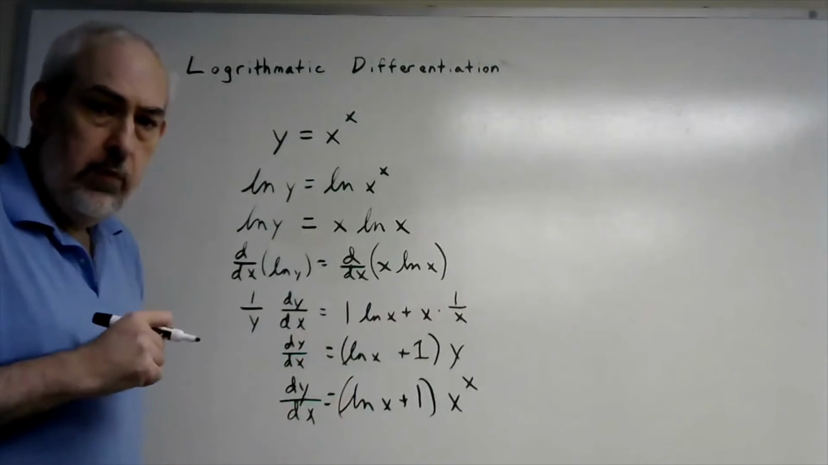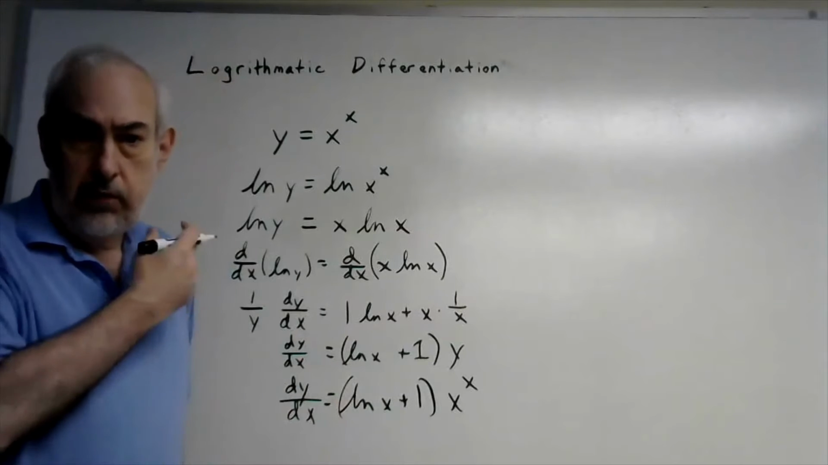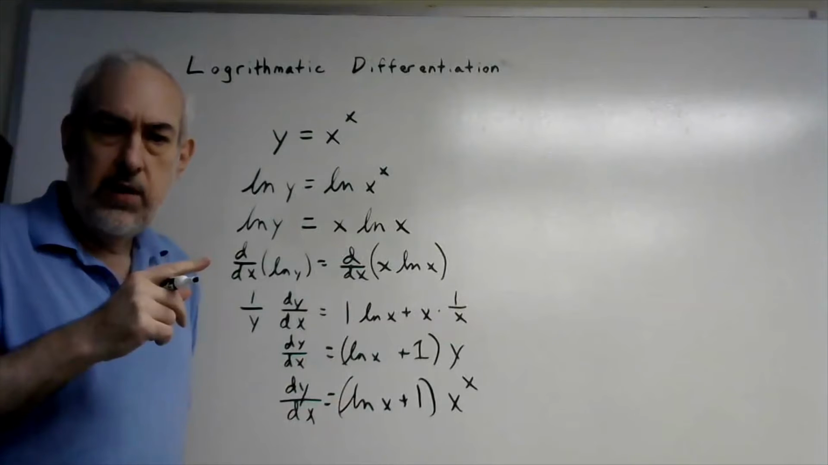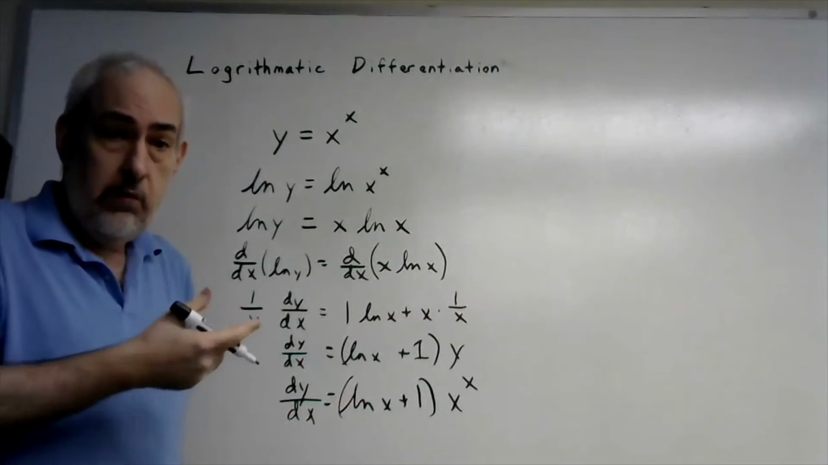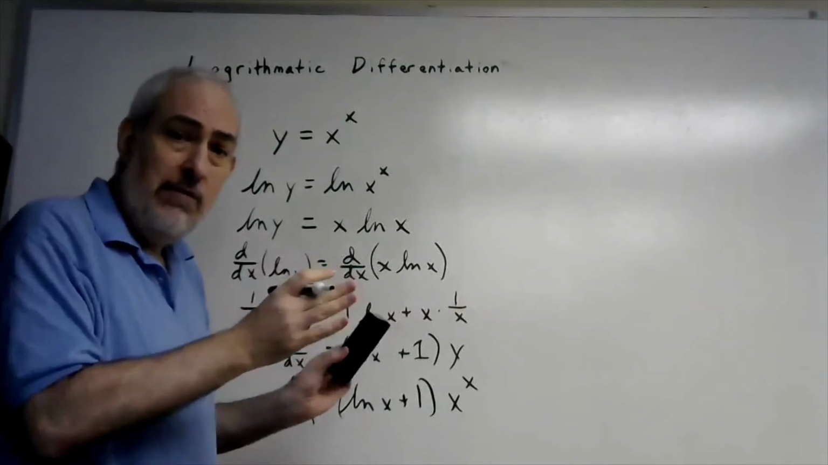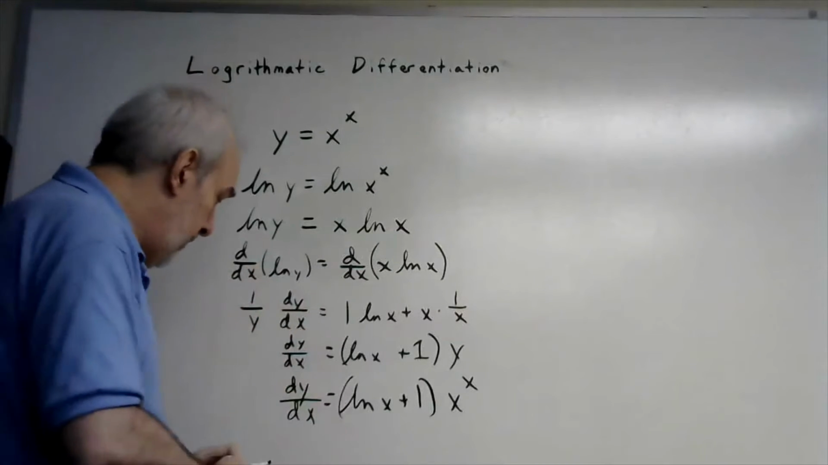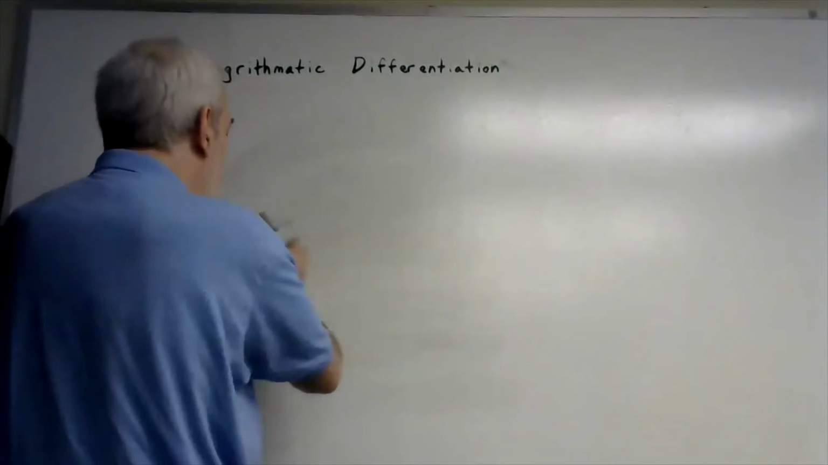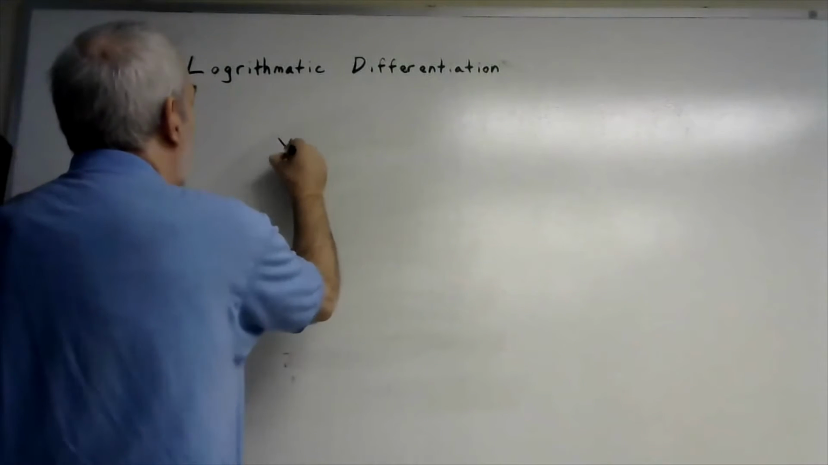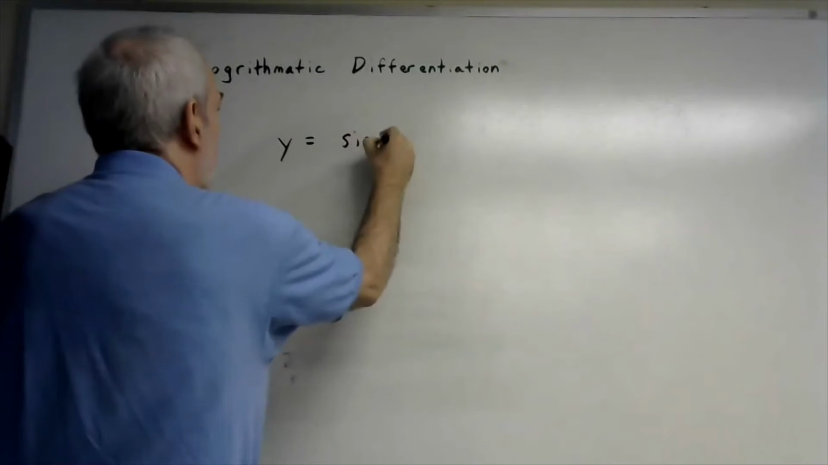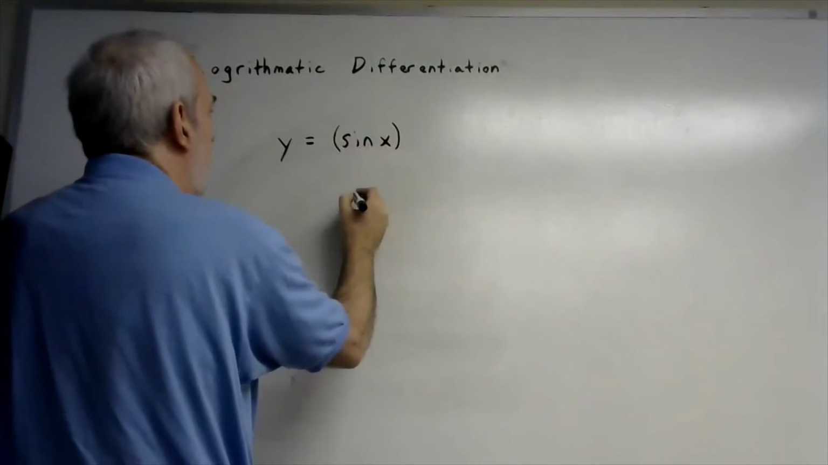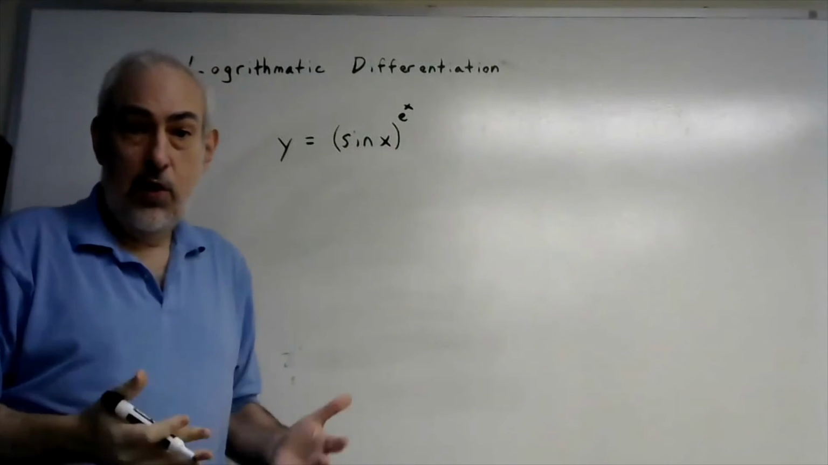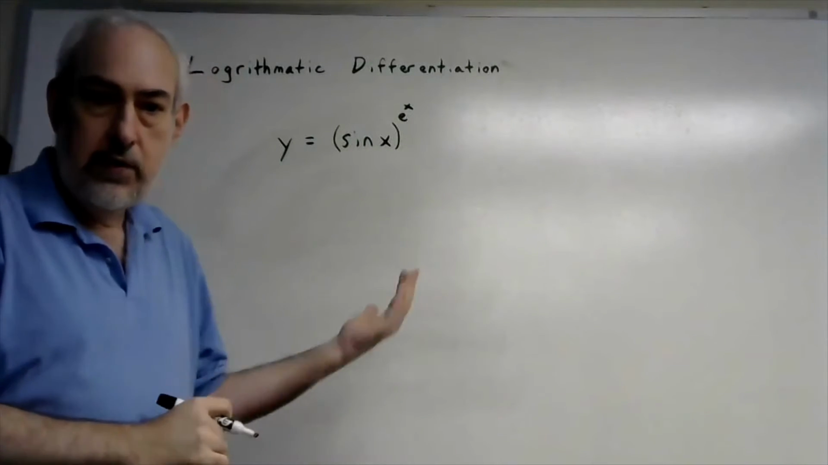Okay, so logarithmic differentiation can be used to solve a problem like this, where you have an exponent and you have a function raised to a function. So we don't have to do just x to the x. We can do any function raised to any other function, and logarithmic differentiation can solve that sort of problem. So what if we had, for instance, y equals sine of x raised to the power of e to the x? So let's use logarithmic differentiation to find the derivative.